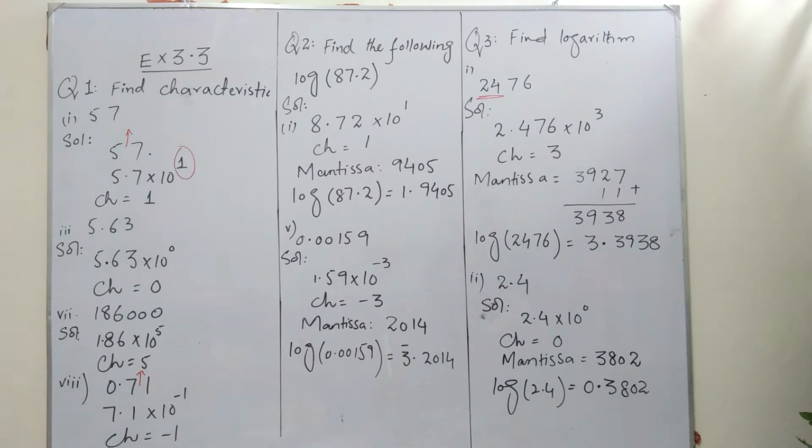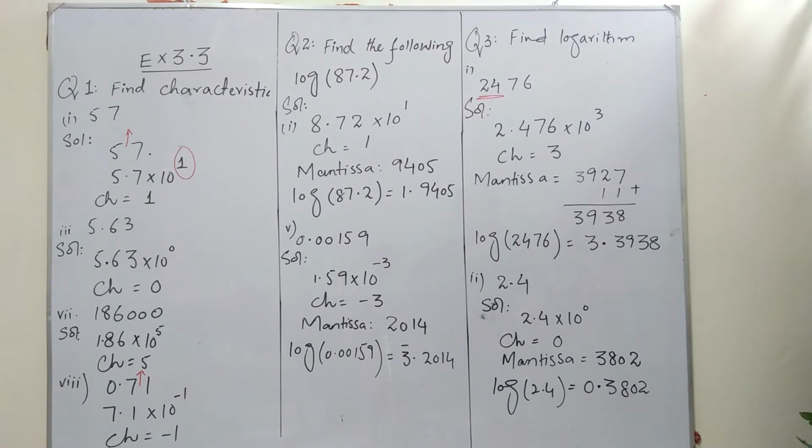In the next one, 0.71. Now in this case, the reference position is here and the decimal is to the left of the reference position. So it becomes 7.1 multiplied by 10 raised to the power minus 1. So characteristic is equal to negative, it is equal to minus 1.